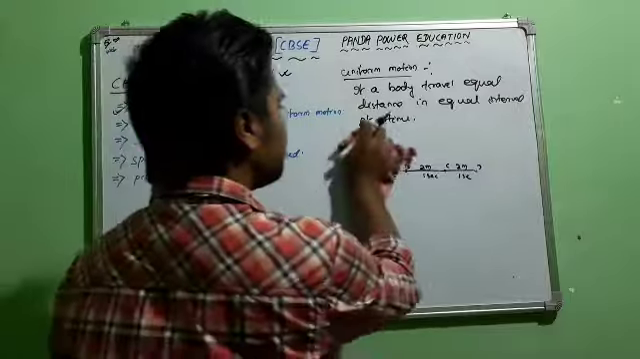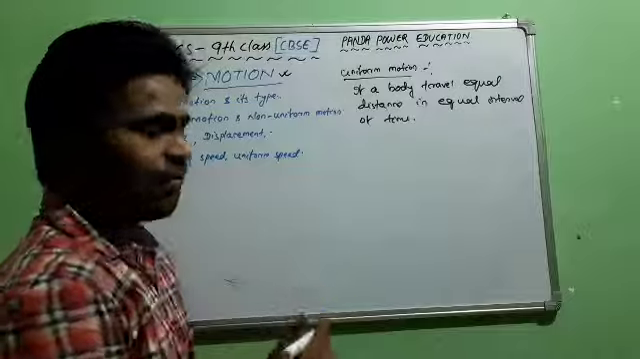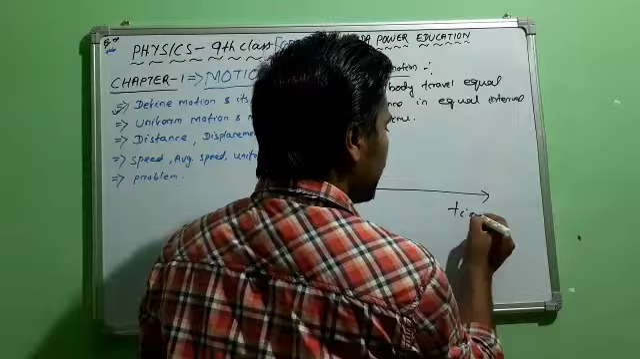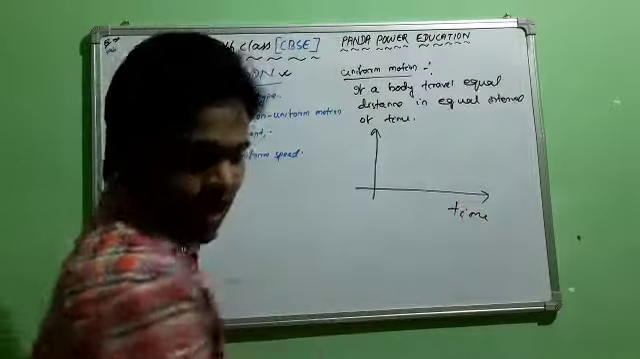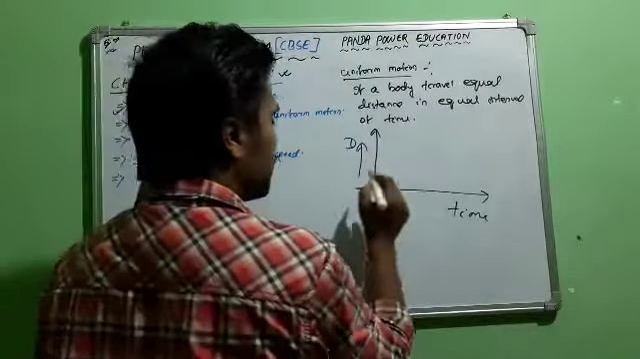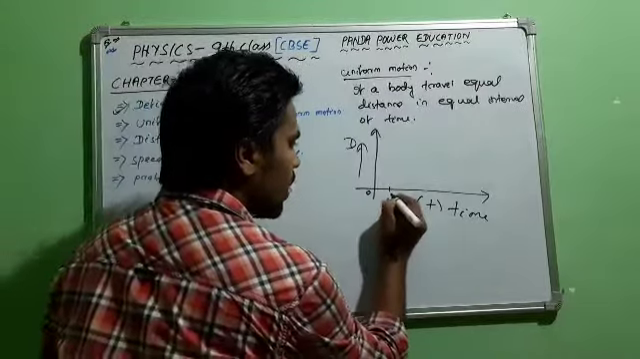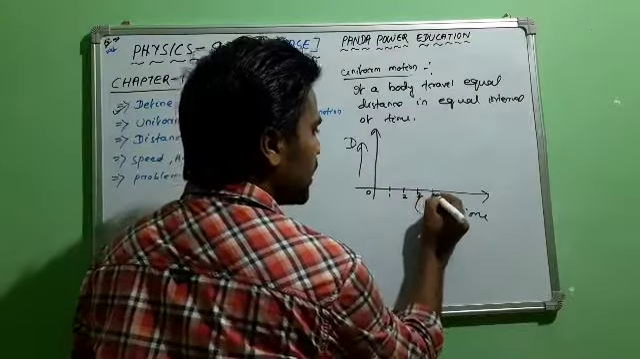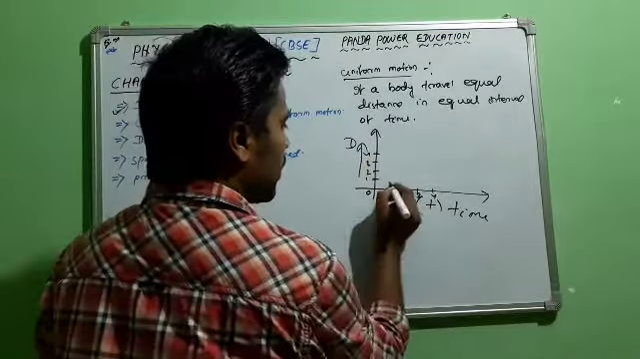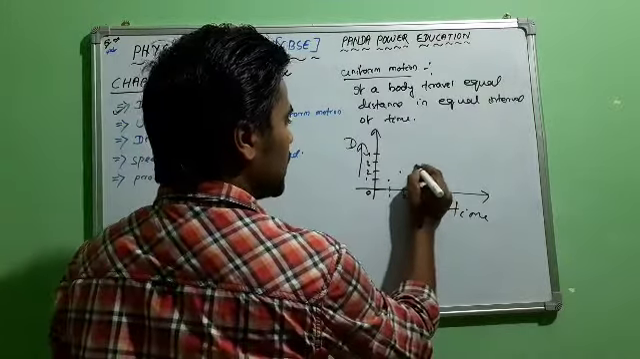Got it, students? Then for uniform motion, I am taking a graph. You have to see, the x-axis I am taking is time, and this is distance, d for distance, t for time. So here origin 0, this is 1 second, 2 second, 3 second, 4 second, here 1 meter, 2 meter, 3 meter, 4 meter. Here the object in 1 second is at 1 meter, 2 second, 2 meter, 3 second, 3 meter.